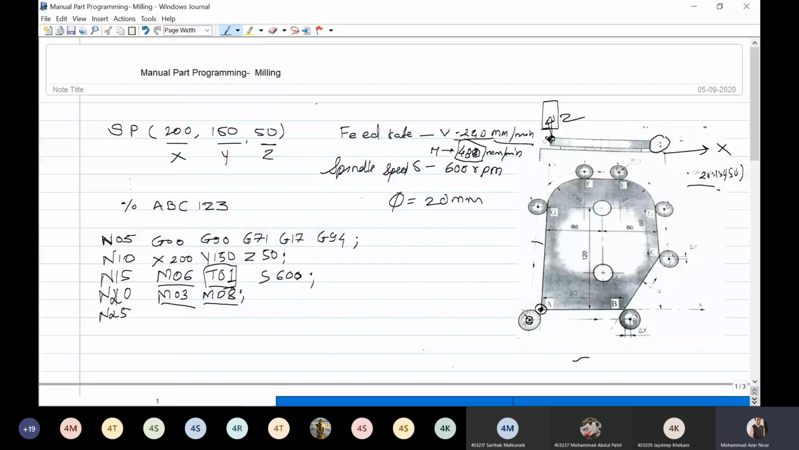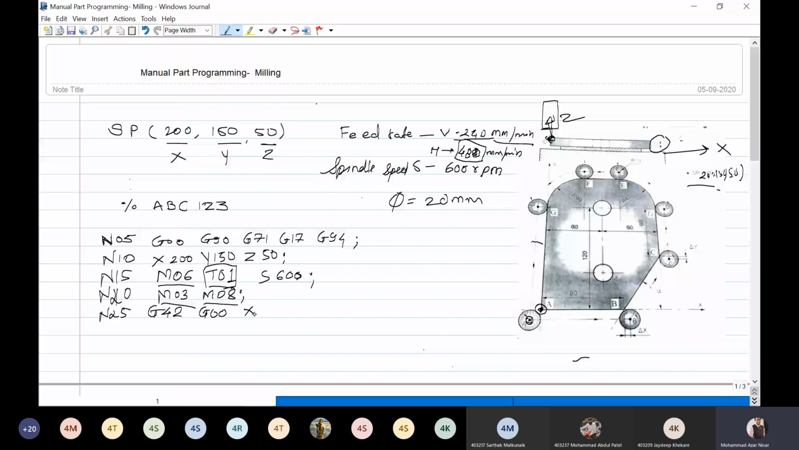So I will use first cutter radius compensation towards the left. If it is a pocket, then I use G42. G00 we don't require, because it is not changed. Or otherwise we can also write G00, X0 and Y0.